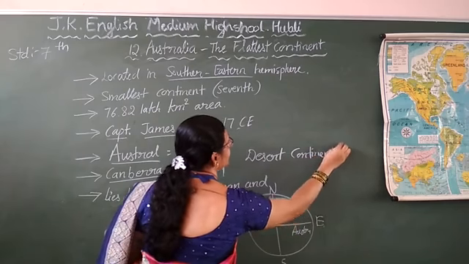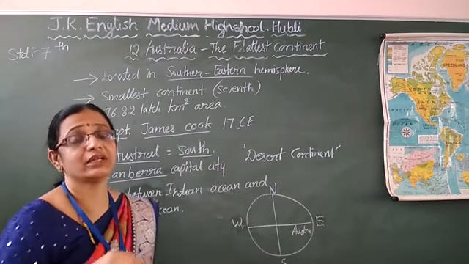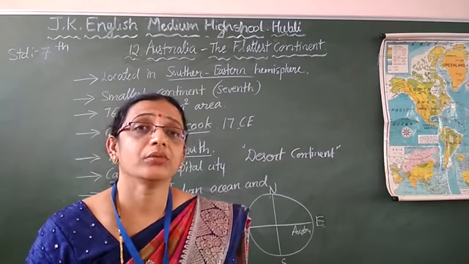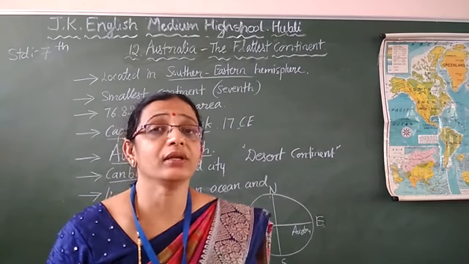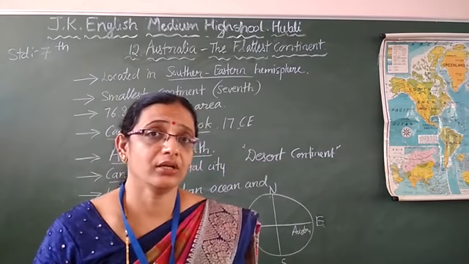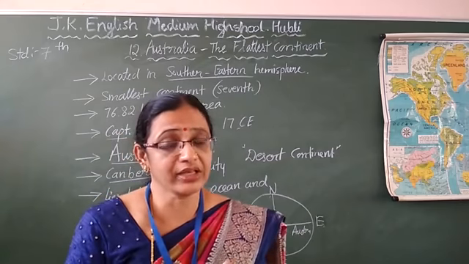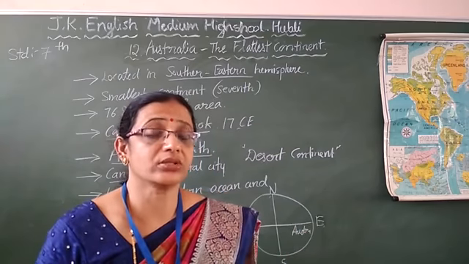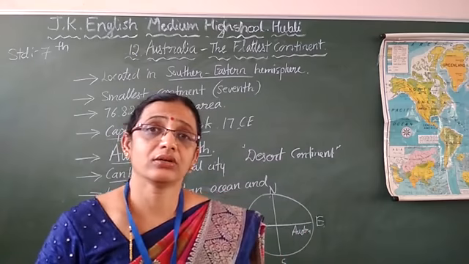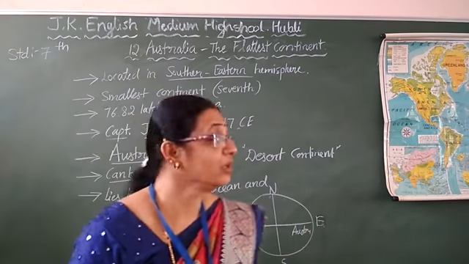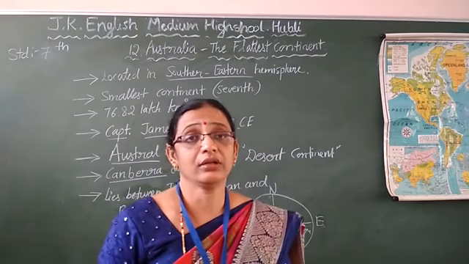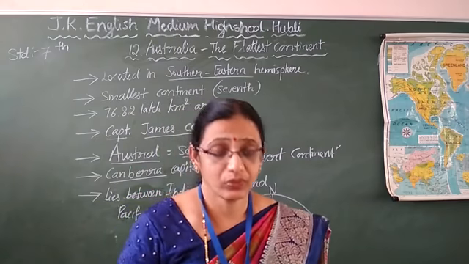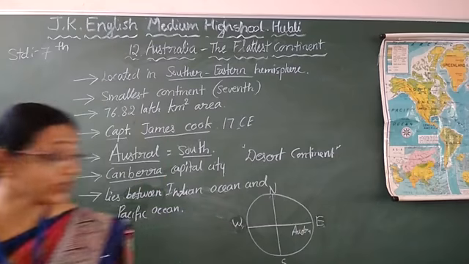Again it will come, children. That time I will read the desert names and all. Why it is called the desert continent means most of the continent is covered by deserts. Three deserts are there. Because of that reason, already the area is very small, and in that three deserts are there. Because of this reason, Australia is called the desert continent. Followed, children? So the physical setting and location I explained now, that I will show on the map. Okay children? Take these points.